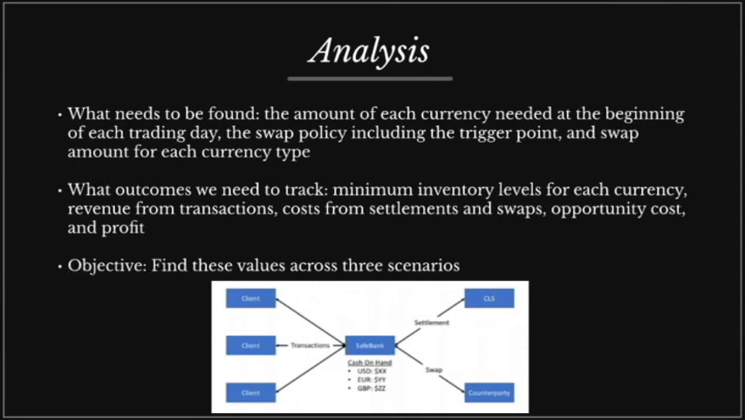After implementing the necessary variables, we needed to further analyze our simulation model to find the amount of each currency needed at the beginning of each trading day, and the swap policy, including the trigger point and swap amount for each currency type. We also needed to track certain outcomes, such as minimum inventory levels for each currency, revenue from transactions, costs from settlements and swaps, opportunity cost, and profit. We are tasked with finding these values across all 3 scenarios.